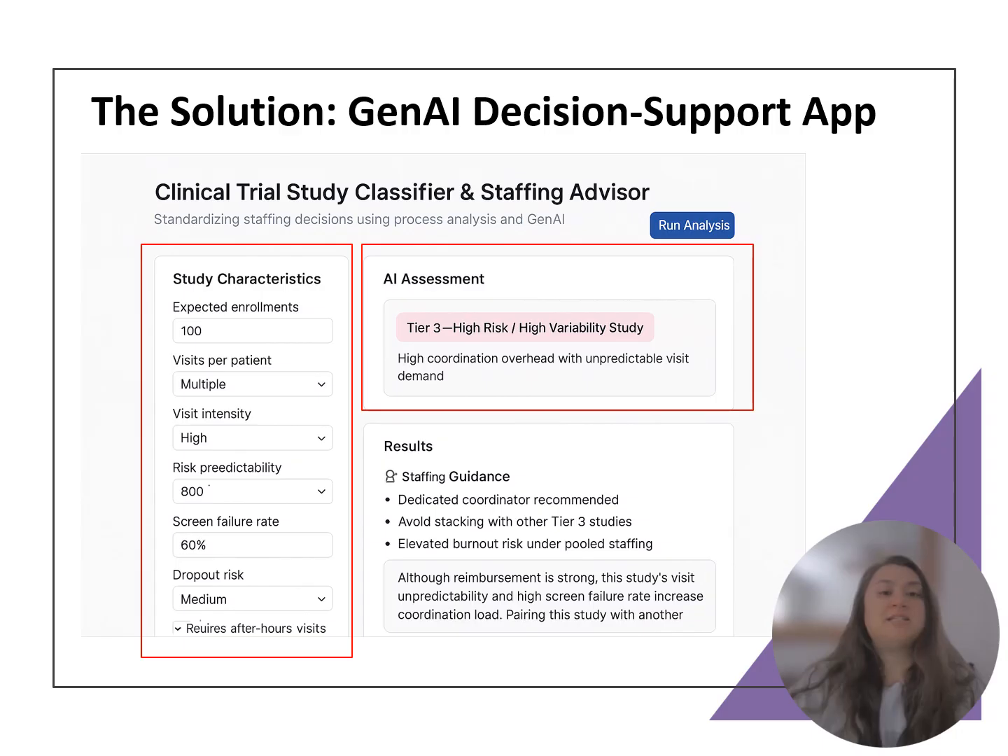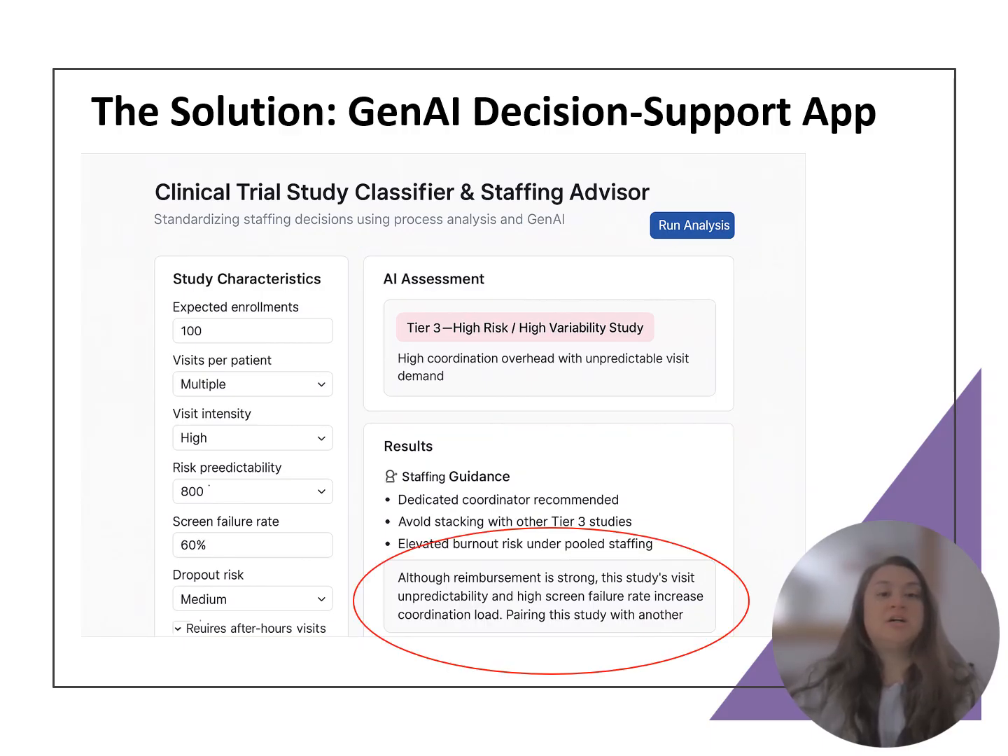On the bottom right is the results dashboard. Recommendations are also provided in this section, such as having dedicated study coordinators, or if a study has a risk for burnout. Below that, the managerial insight box explains the trade-offs in plain language. Overall, the layout separates inputs, analysis, and action, making system-level thinking part of everyday decision-making.